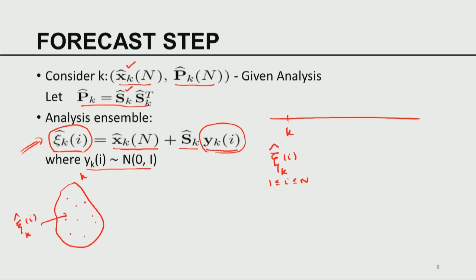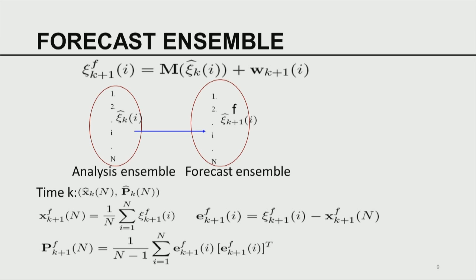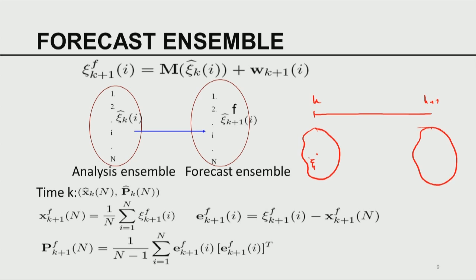This is what's called the initial ensemble. What is it? It is a swarm of points in the n-dimensional space. It's a swarm of capital N points in the little n-dimensional space. So I have an analysis ensemble at time k. Now I have to create a forecast ensemble for the next time, going from time k to k plus 1. I would like to create the forecast ensemble. I take a particular analysis ensemble member, xi hat k of i, run it through the model and get the forecast ensemble, xi_{k+1}^i F.